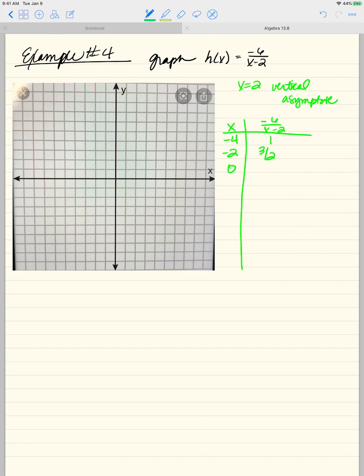So we have negative 6 over negative 2. That gives us positive 3. How about when x is 1? Okay, when x is 1, we get negative 6 over 1 minus 2. So that gives us positive 6.